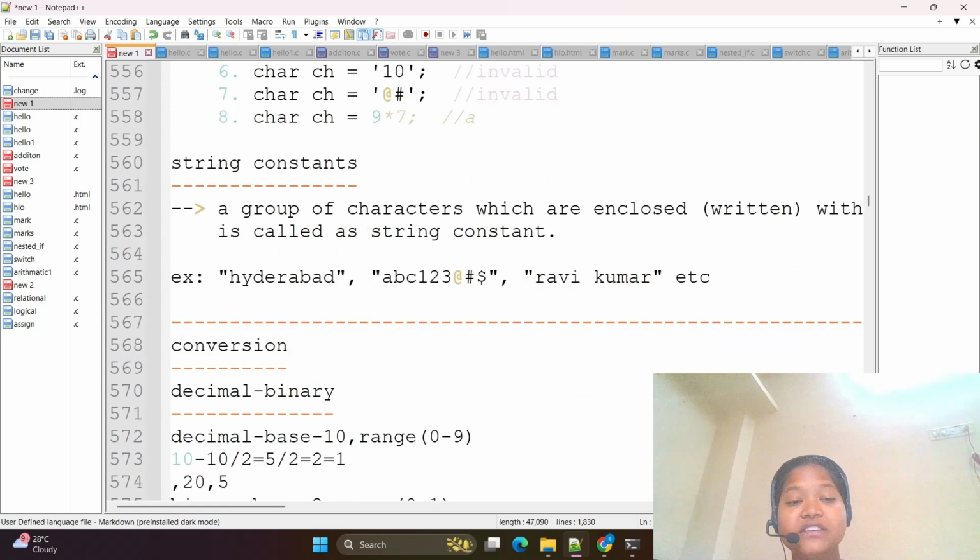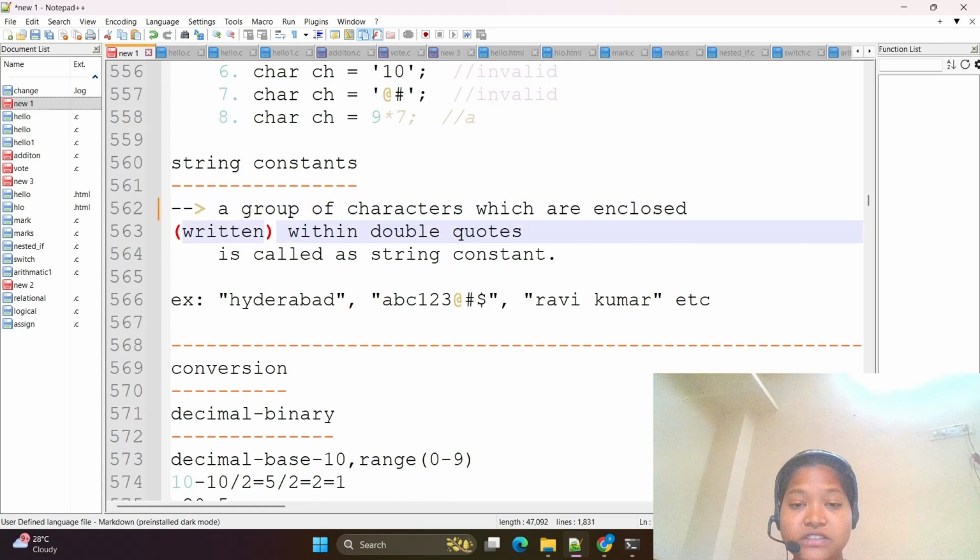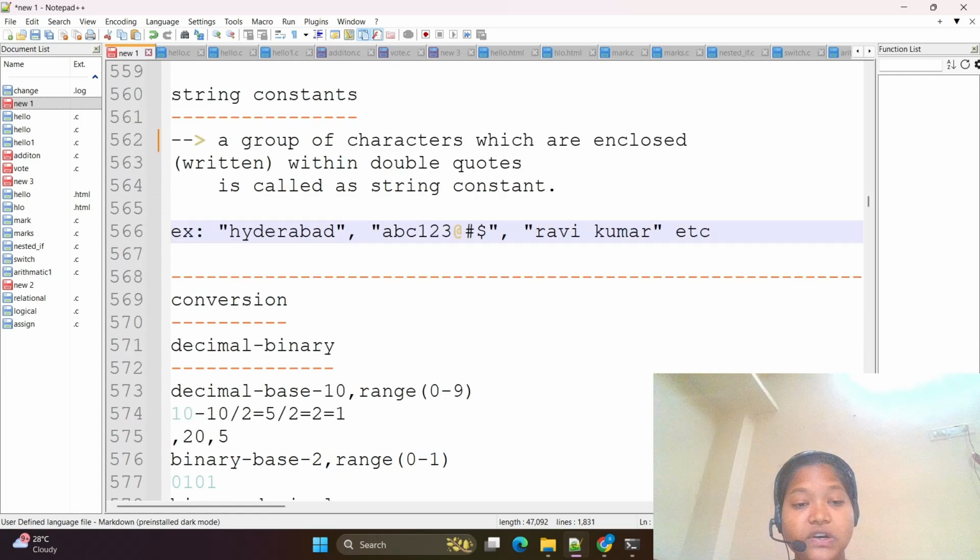In a string constant, a group of characters enclosed within double quotes is called a string constant. I have already told you this also, isn't it? See here, more than one character are there, and these are all enclosed within double quotes. So this is all about the constant.